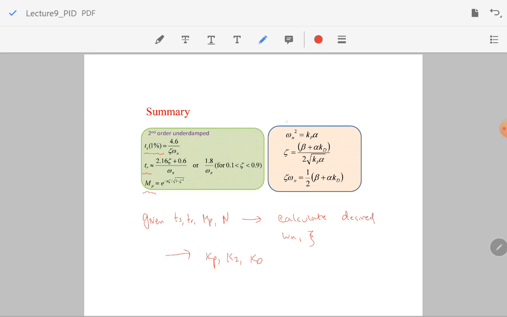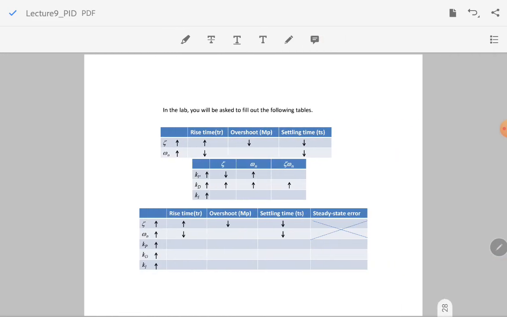And these are the equations that you need. You need to calculate those. So given the values, you can calculate the omega n and zeta. So that's a green box. Given the omega n and zeta, using these equations, you have to find the Kp and Kd. And then actually we had one more time constant. And this is in the lab.